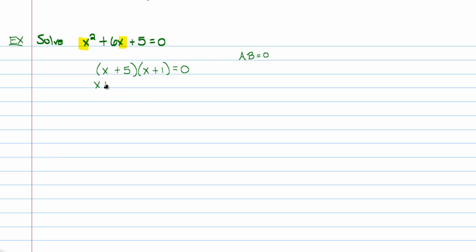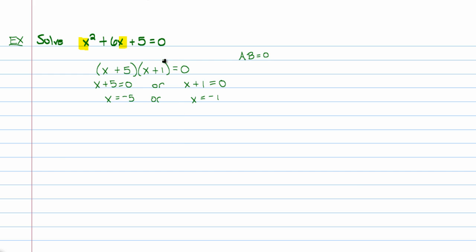We've had some experience with this, or you should have up to this point. So now you can subtract 5 from both sides in the first equation to get x equals -5, or subtract 1 from both sides in the second equation and get x equals -1. That's how I would highly recommend solving this quadratic equation.